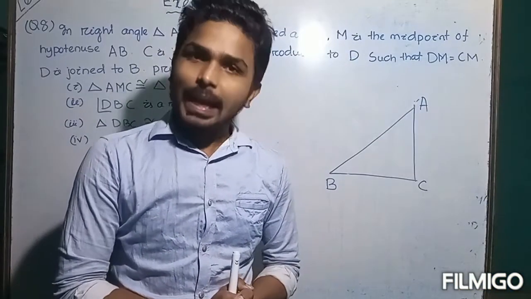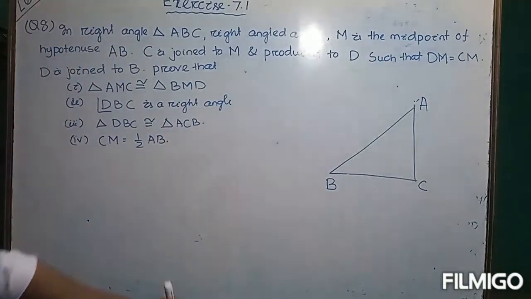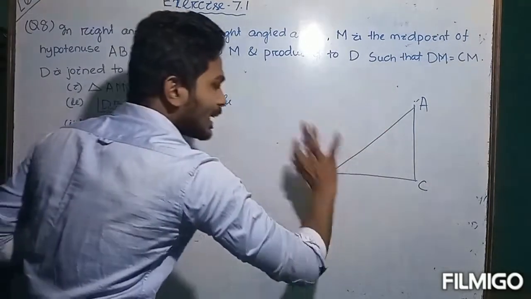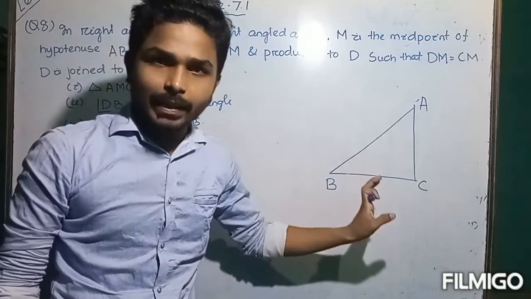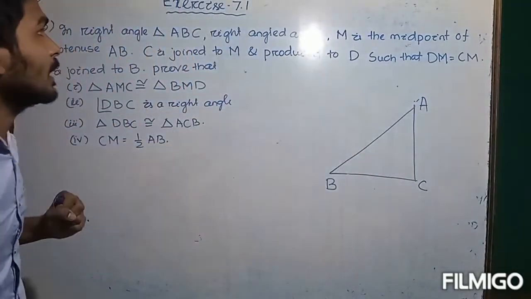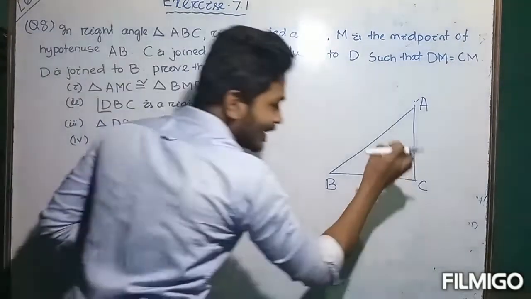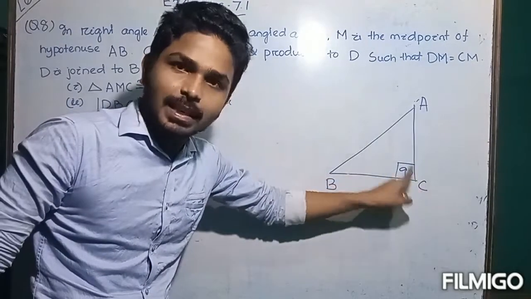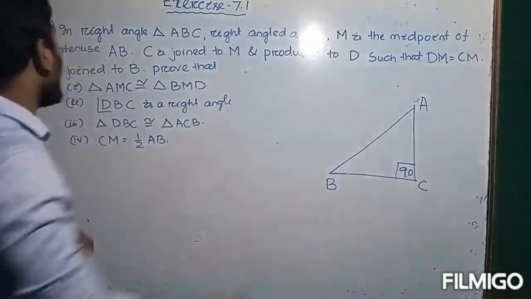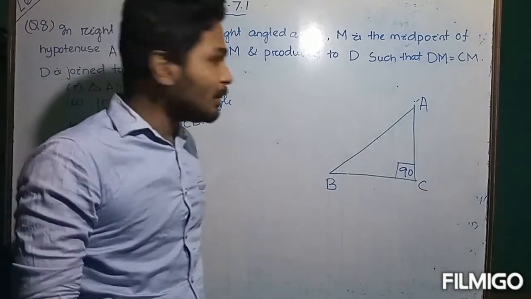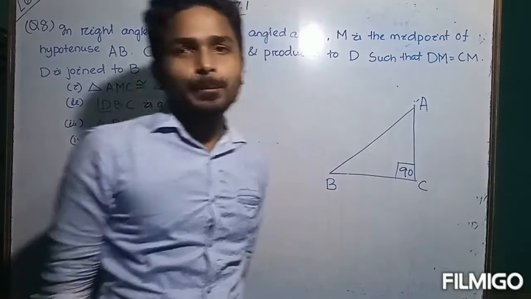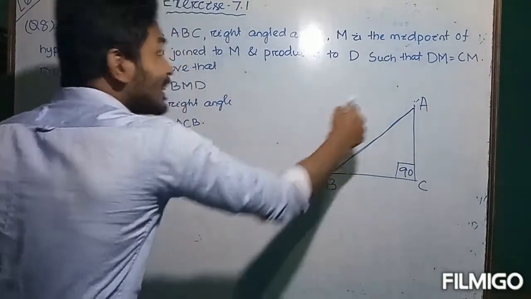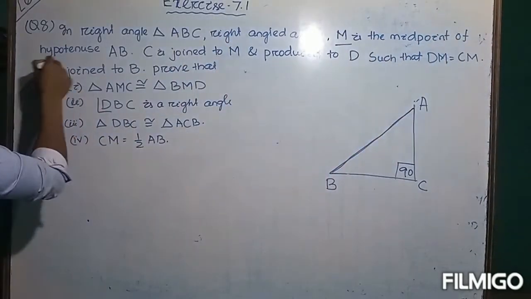And now coming to question number 8, the last question of this exercise. It is given that in right angle triangle ABC, ABC is a right angle triangle. We don't know which angle is 90 degrees, but it is confirmed that ABC is a right angle triangle. Right angle at C, it is given that the right angle, the 90 degrees, is at C. That is why I have taken C as 90 degrees. M is the midpoint of hypotenuse AB. Tell me, which side is known as the hypotenuse? This diagonal portion is known as the hypotenuse. So it is given that M is the midpoint of hypotenuse AB.